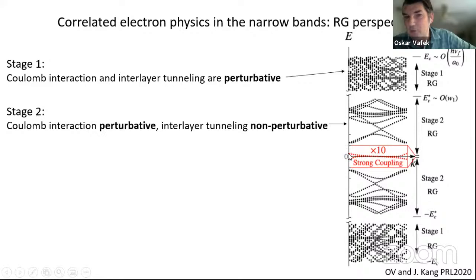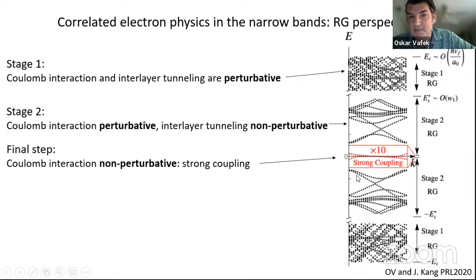And so Coulomb interaction would then be perturbative in stage two, okay? And then finally, we will have integrated out all the remote bands, and we are left with just the narrow bands, which we have magnified in this picture by 10. And now within this last stage, the Coulomb interaction is stronger than the bandwidth. And here, both the Coulomb interaction and the interlayer tunneling are non-perturbative. So it is in this last step that we will switch to a strong coupling approach. So that's the strategy.